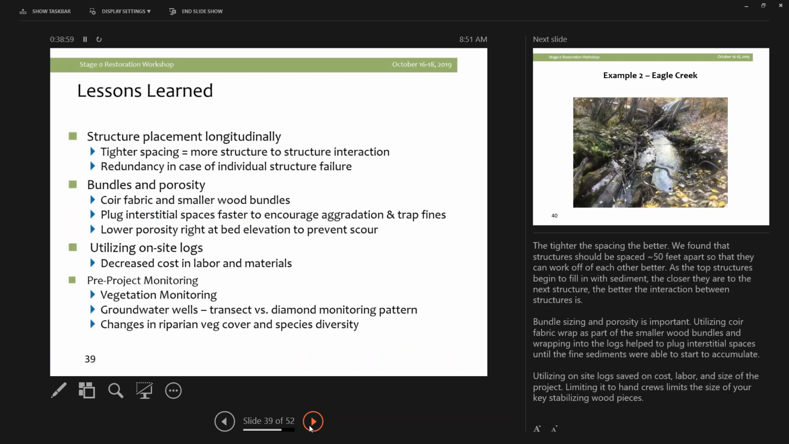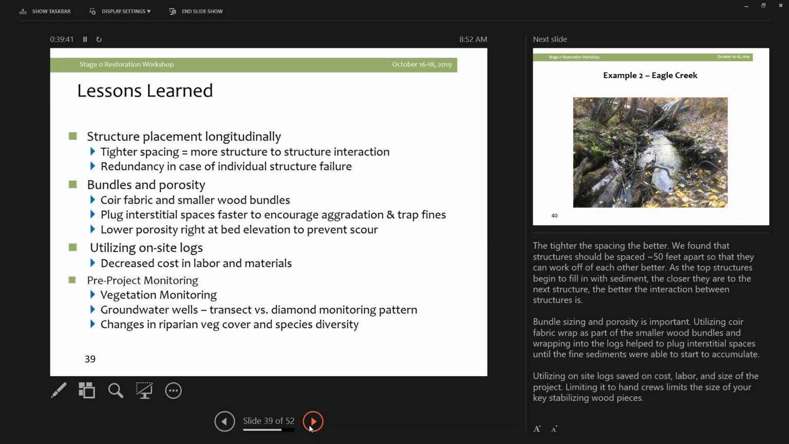So some lessons learned from this project that we're taking for future projects. Susan already mentioned the structure placement longitudinally has been really key. So I think we started out closer to like 80, 100 feet spacing distance, and we've tightened that up significantly. So we're looking at like 50 feet in between structure locations. That way they're really interacting together, and we're getting a more continuous reach benefit when we have tighter spacing. It's also redundancy. In case of individual structure failure, the tighter they are, the less concern we would have about undermining the system.